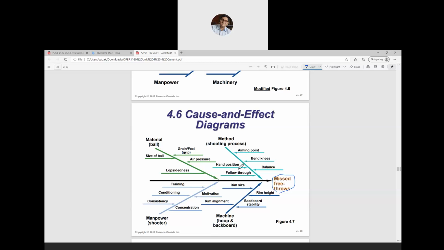Maybe the hand position is not appropriate, or the knees are bent. And the material is the size of the ball with which you're trying to throw. So you categorize. What is important for us to understand is that we need to categorize them into four different categories: man, machine, material, and methods. We need to put at least one cause under each of these.